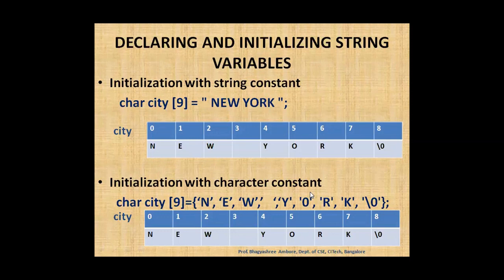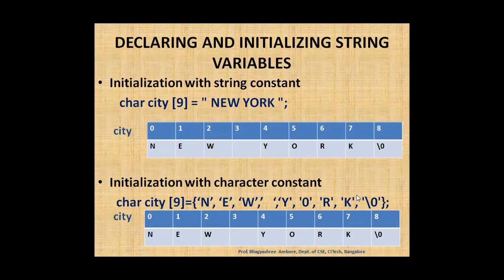Initialization with character constant. This is the complete string I have given as a string constant. Now I am mentioning it character by character. What is the difference between this and this? We'll see the declaration first. Character city of 9. So there is no difference in the declaration. Now I'm giving it character by character. First I'll start with N, E, W, space, Y, O, R, K. Everything will be enclosed in single quotation marks. N is enclosed in single quotes, E is enclosed in single quotes, space is also enclosed in single quotes. All the characters I have given character by character.